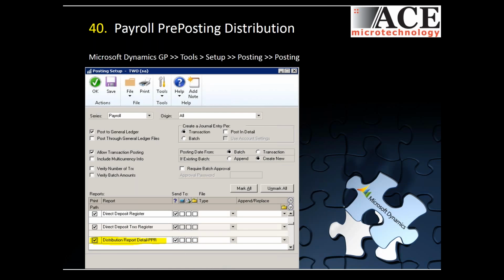There's also a payroll pre-posting distribution. It's a little bit of a misnomer, but in terms of how it's described, it's really not about distributions from a GL perspective. It's really all about payroll taxes and the taxable wages. The key thing is that in your posting setup for payroll, this box has to be marked, and by default it is not. So you're probably going to have to go back in there and mark that.